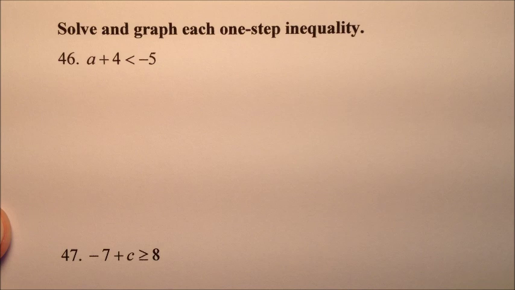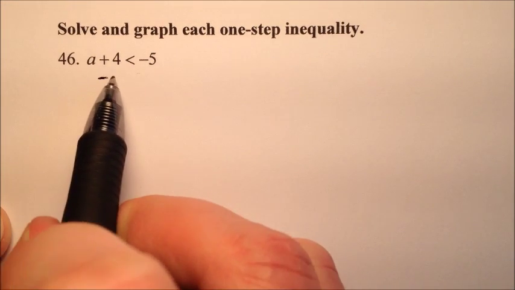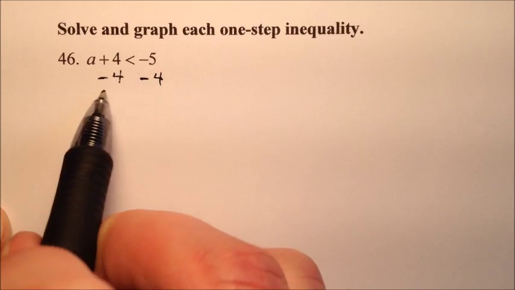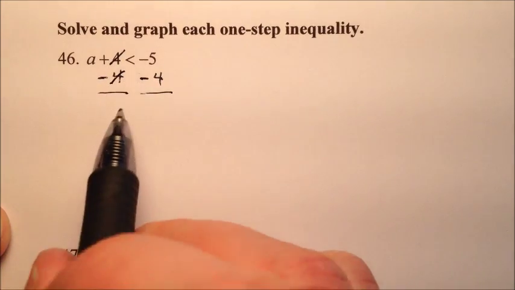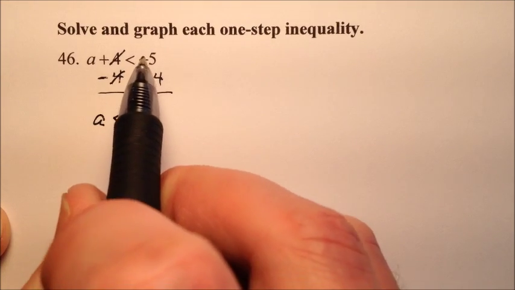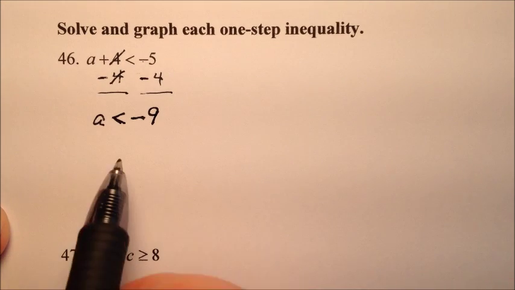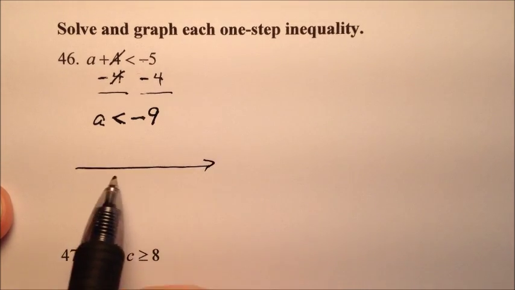So we're not concerned with writing the steps that we use this time, we're just concerned with solving the inequality and then graphing it. So a plus 4 is less than negative 5. So I'm going to subtract 4 from both sides. And when I do that, these 4's over here cancel, and I have a is less than negative 9, because negative 5 minus 4, they're both negative, so I'm going to add it and keep the sign of the negative.